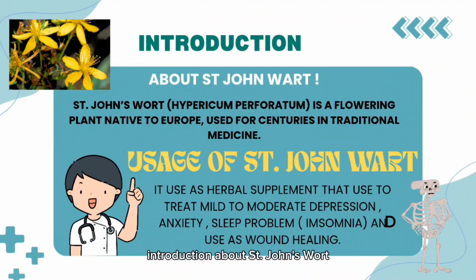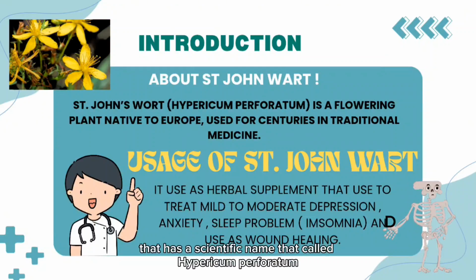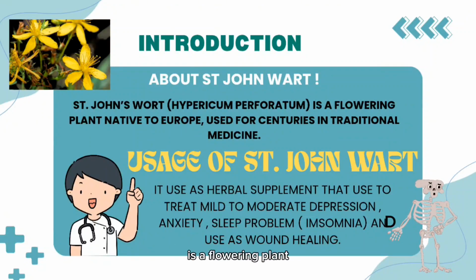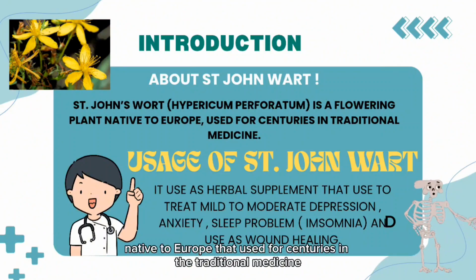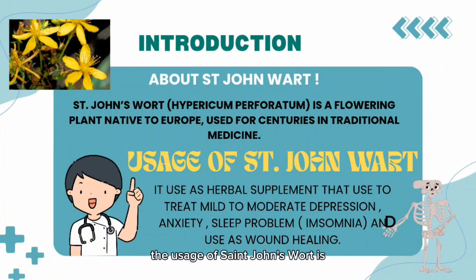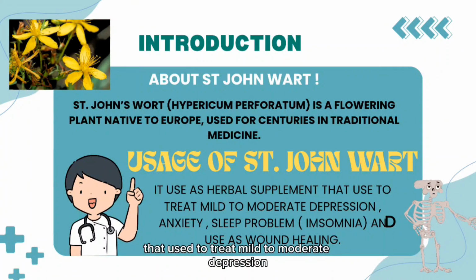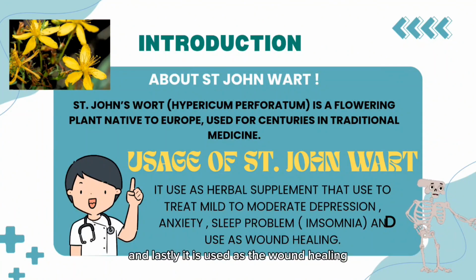Introduction about St. John's wort. St. John's wort, which has the scientific name Hypericum perforatum, is a flowering plant native to Europe that has been used for centuries in traditional medicine. The usage of St. John's wort is as an herbal supplement used to treat mild to moderate depression, anxiety, sleep problems known as insomnia, and lastly, it is used in wound healing.